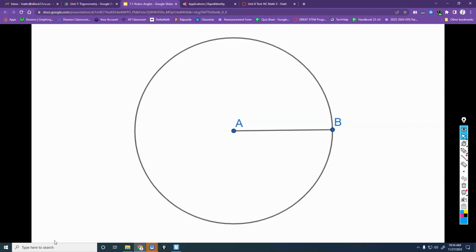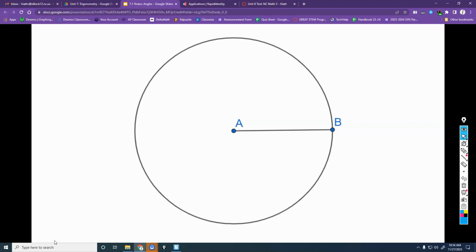You want to go to the end of your string. You lay your string along the edge of the circle. It's not a radius. It's the edge of the circle.